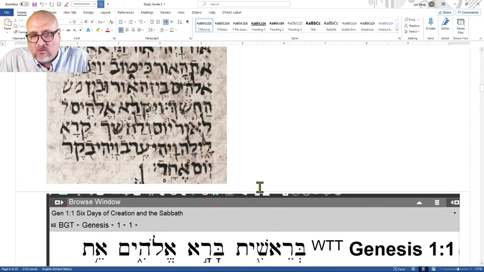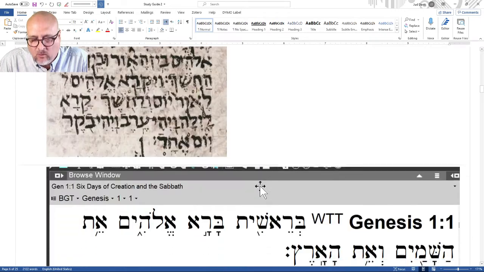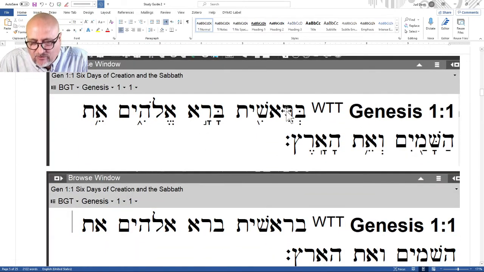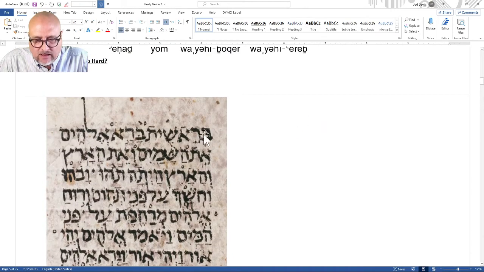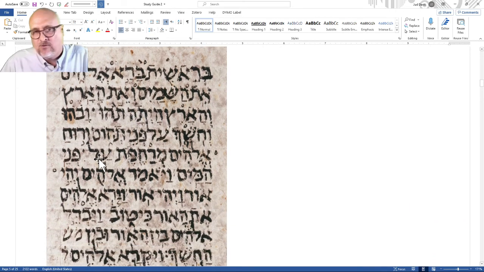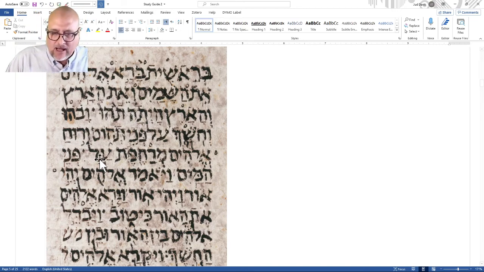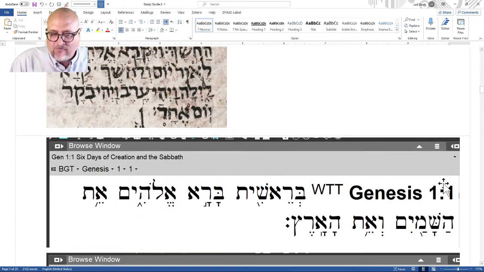So what we're learning in these dots is the vowel system that's used in this manuscript. This manuscript's going to have Mater Lectionis letters, and then it's going to have this invented system of telling us which vowels to supply.